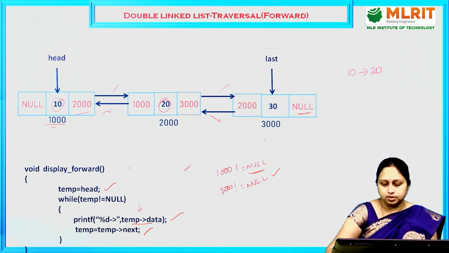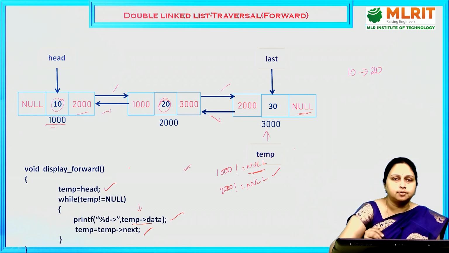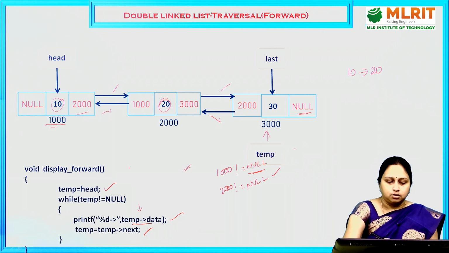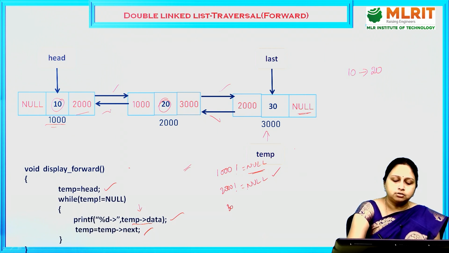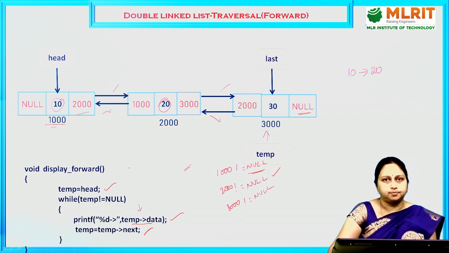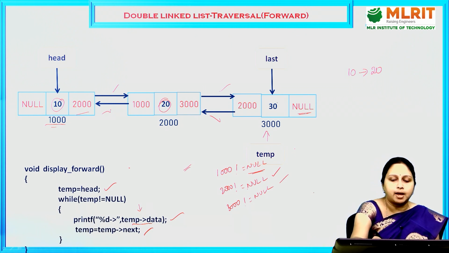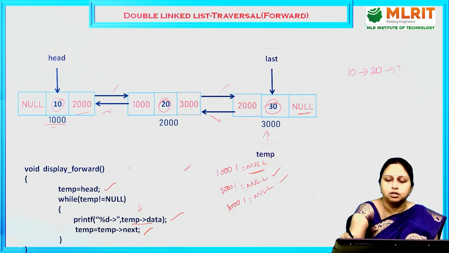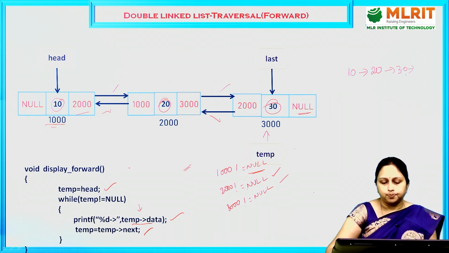Next location it is going to move. Now, again you are going to check the condition. Temp now is 3000, 3000 not equal to null. Again the condition is true, so it is going to print the temp arrow data value, that is nothing but 30 will be printed.